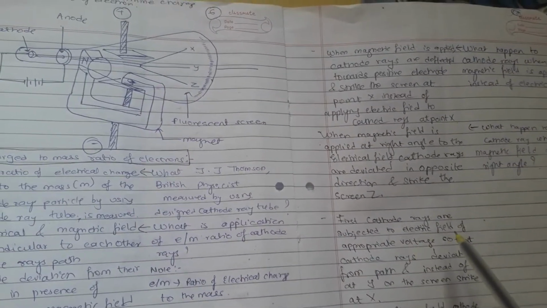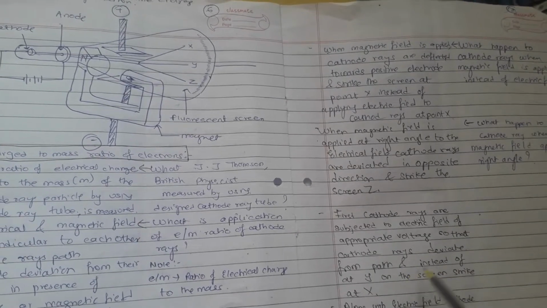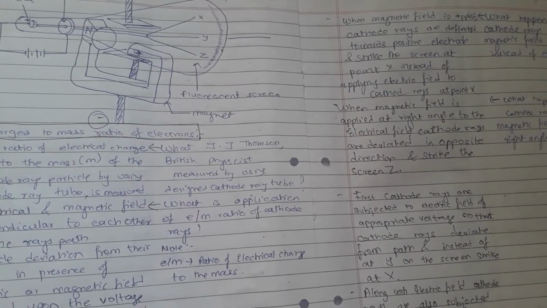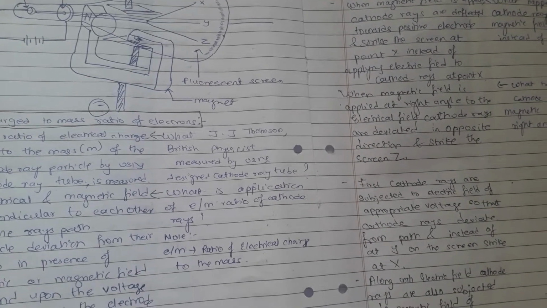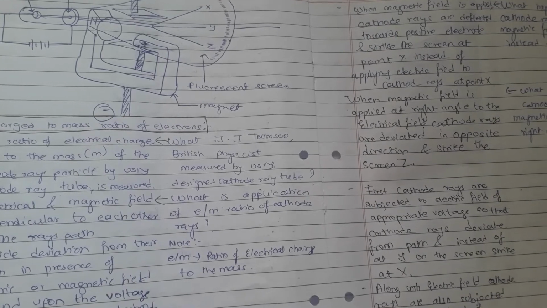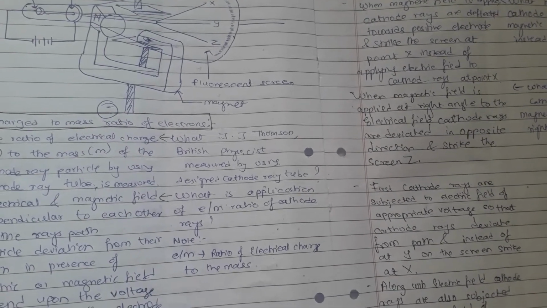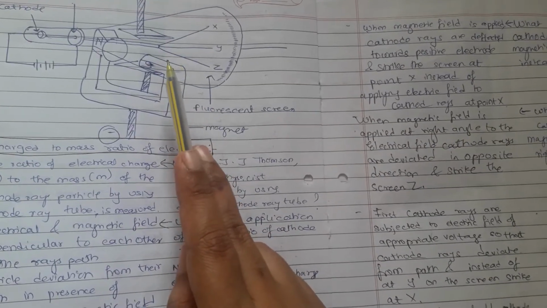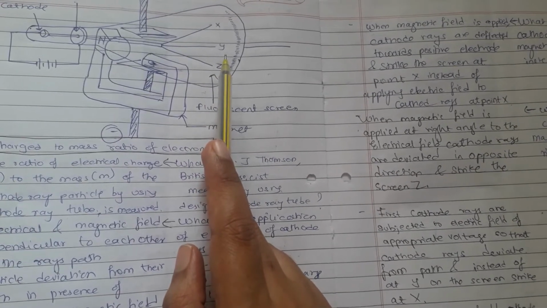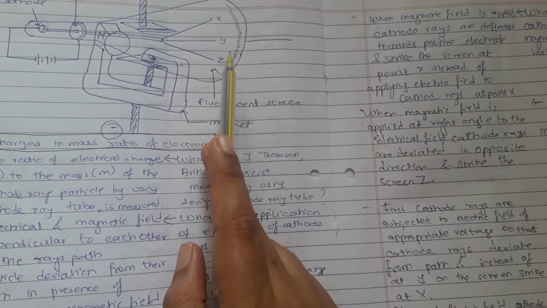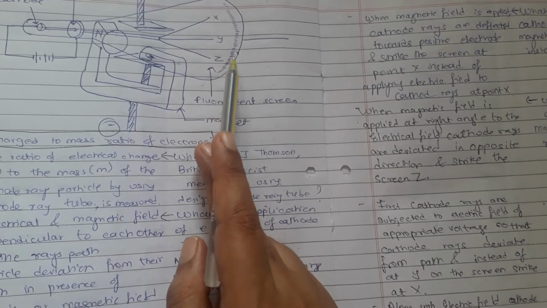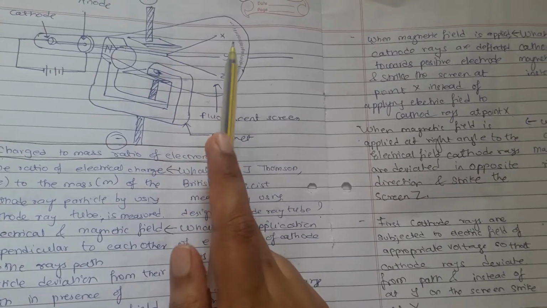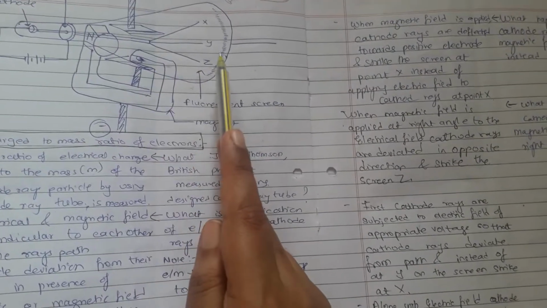First, cathode rays are subjected to electrical field of appropriate voltage, so that cathode ray deviate from the straight line path and, instead of striking at Y on the screen, strike at X. Means when electrical field is applied, as usual it will strike at X instead of traveling in a straight line to Y.